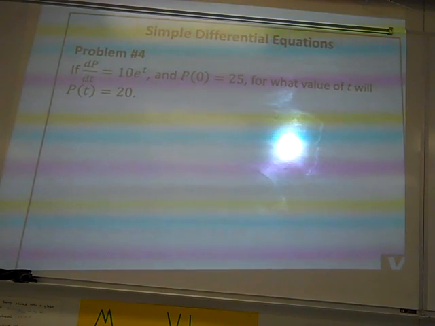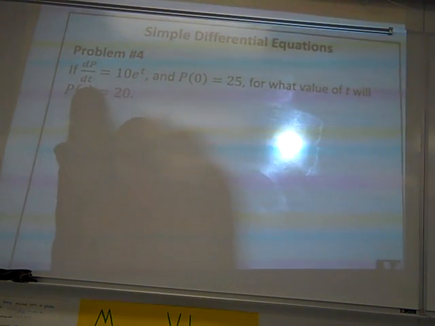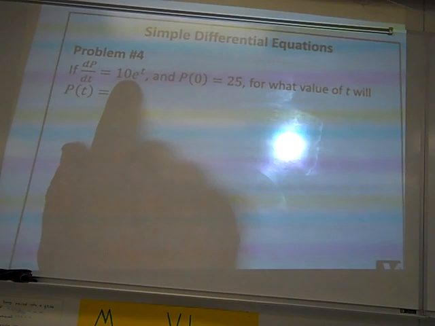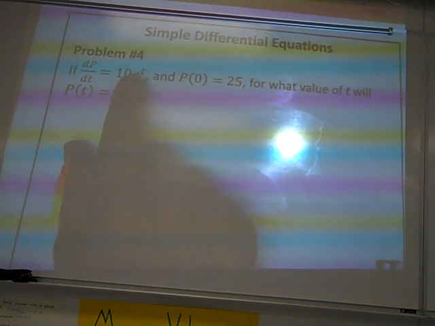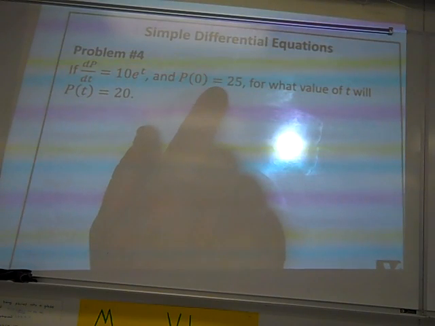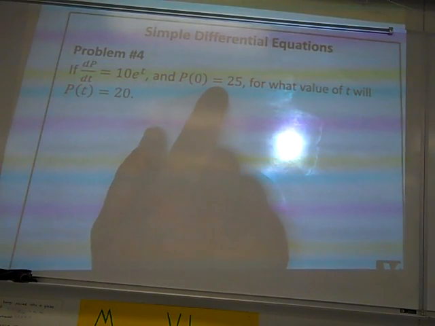And so we could state dp dt. This would tell you how your population is changing. So we might say something to the effect of the population of a town is changing at a rate of 10 e to the t people per year. We would need some units. P of 0 equals 25. Another way to say that would be your initial population is 25.